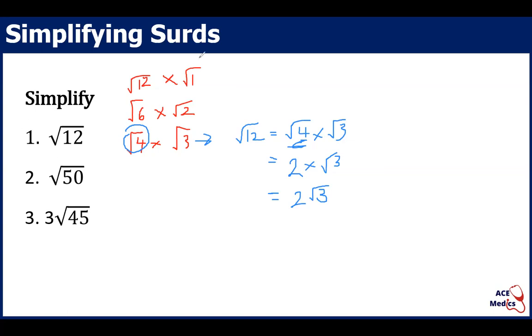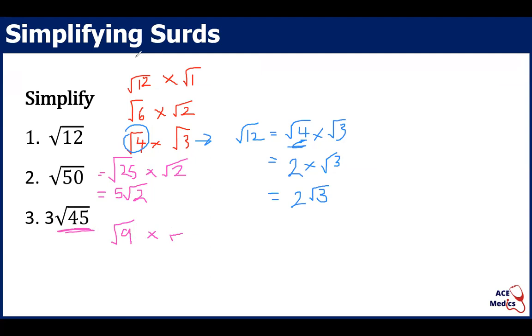I'll go through the second one. So second one then, we are going to use the numbers root 25 and root 2. So the square root of 25 is 5. So it's going to be 5 root 2. The third one then, we need to think about how we can simplify 45. So 45 can be made up of 9, root 9, and root 5.